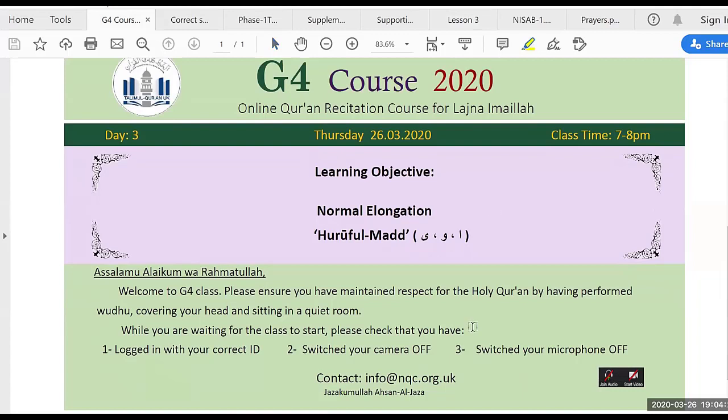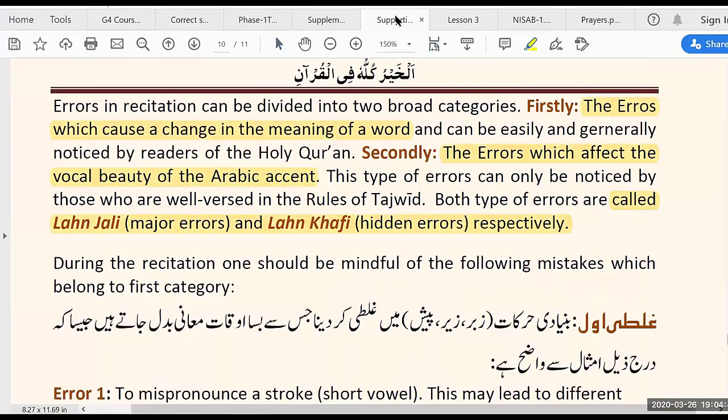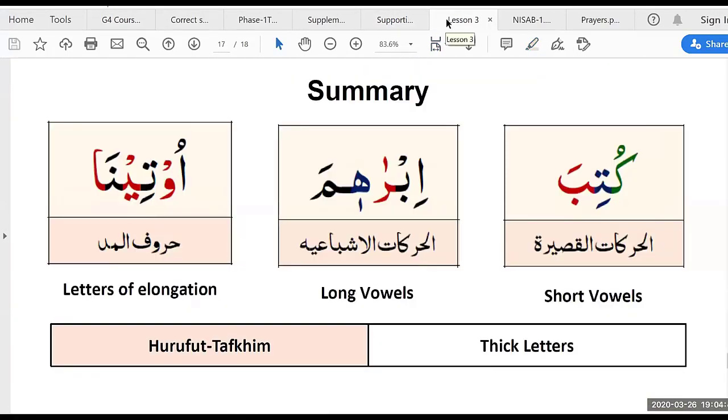So you can contact us on this email, info@nqc.org.uk. Make sure that in the email, you provide us your name, and hopefully we can get back to you with your ID. From Monday onwards, those of you who don't join with your ID, we will have to leave you in the waiting room. So you won't be able to join the class unless you have used your ID.